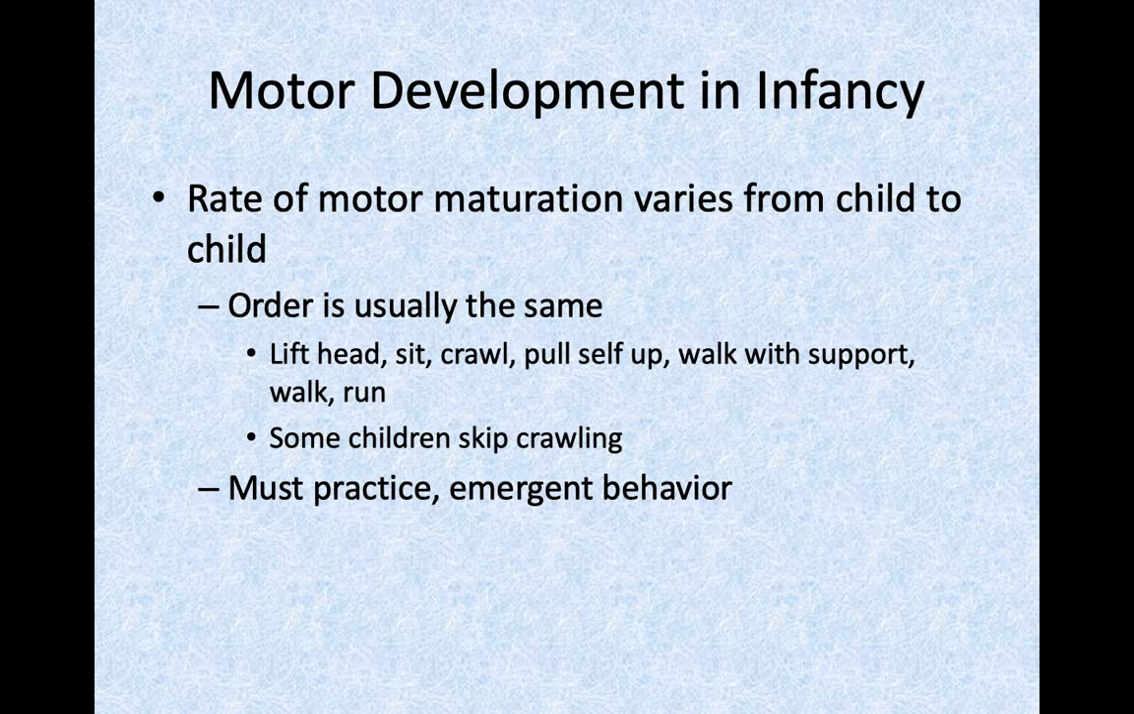The rate of motor maturation also varies from child to child. Typically, though, the order is the same. So first, a baby has to learn to hold their head up. They don't have great neck muscles when they're born, and their skulls are very soft. And so they have to have a lot of neck support. So if you've ever picked up a young baby, you have to hold their head up when you're moving them around because they don't have the neck control.